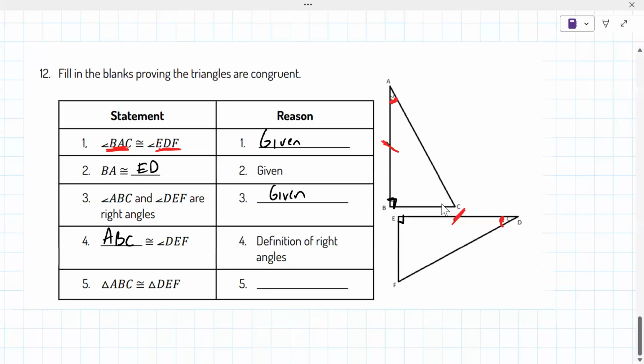Okay, so this is now more like the problem we were doing. They're saying the triangles are congruent. What is the reasoning? Is it SSS, SAS, AAS? What's the reasoning here? I'd say angle side angle. Very good.